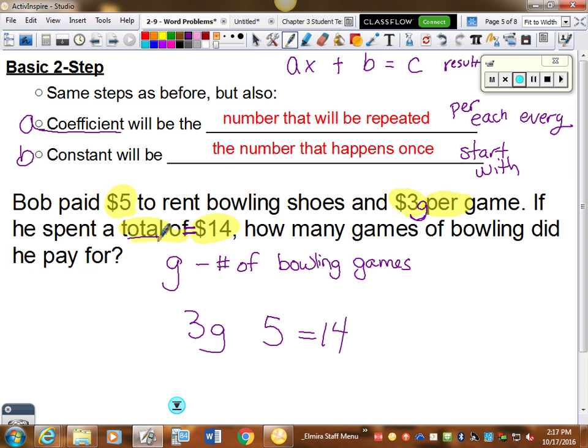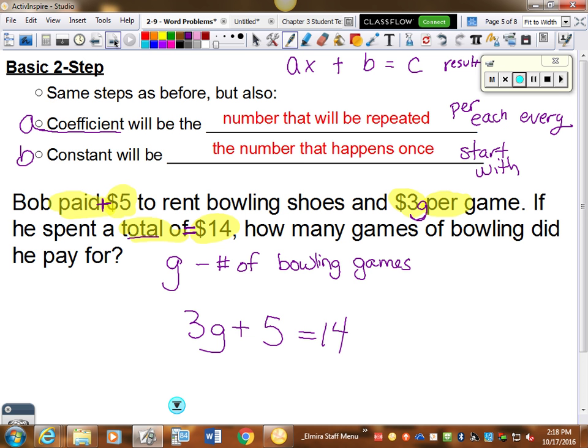We're finding a total. Okay, the $5 we're paying is above and beyond the cost of the games. So that would be 3G plus 5 equals 14. If it had said they had a $5 coupon, then that would be something that we'd subtract off. So we would be looking for context clues to know whether we would add or subtract. But since he's paying the $5, that's going to be plus 5.